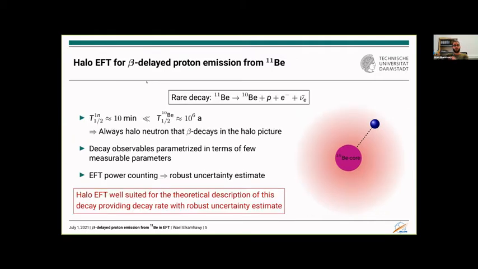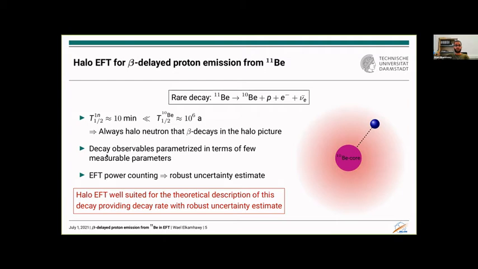So now we want to investigate within Halo EFT this rare decay. Since the half-life of the single neutron is 10 minutes, which is much smaller than the half-life of the beryllium-10 core, given by 1 million years, it is safe to assume within the halo picture that it's always the halo neutron that decays in this process.